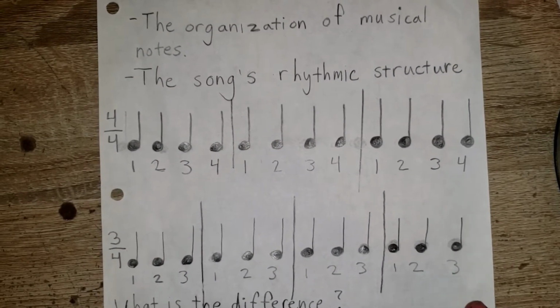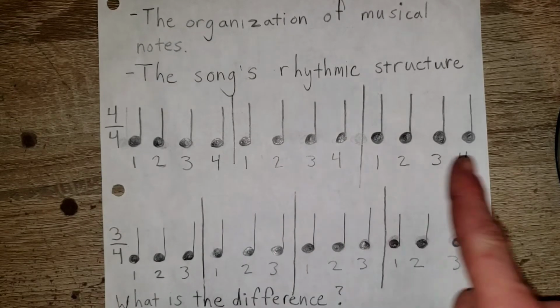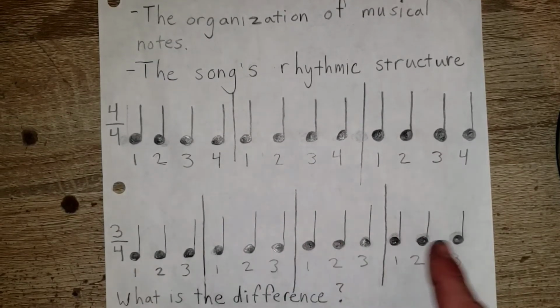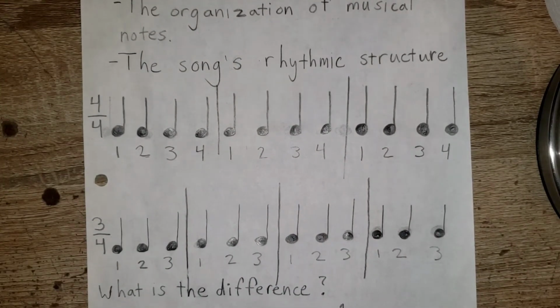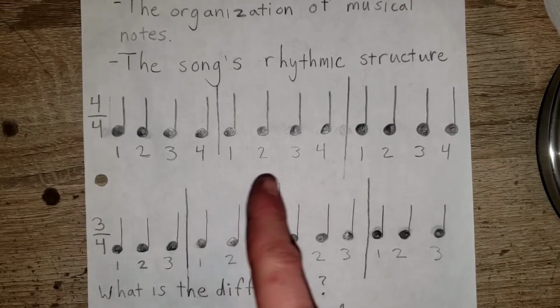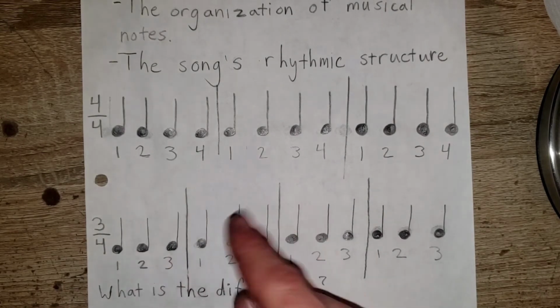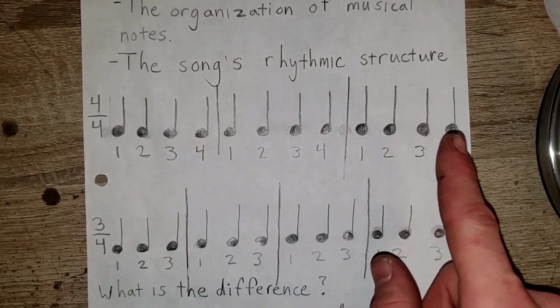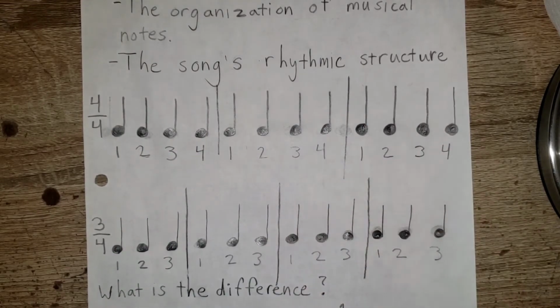We have some notes written here. We have a bunch of quarter notes written. We have the same amount of quarter notes written in both places, but there's one difference. We added our measures where we have 3 notes, and we add our measures where we have 4 notes. If you don't know about measures, I have a video going over it.